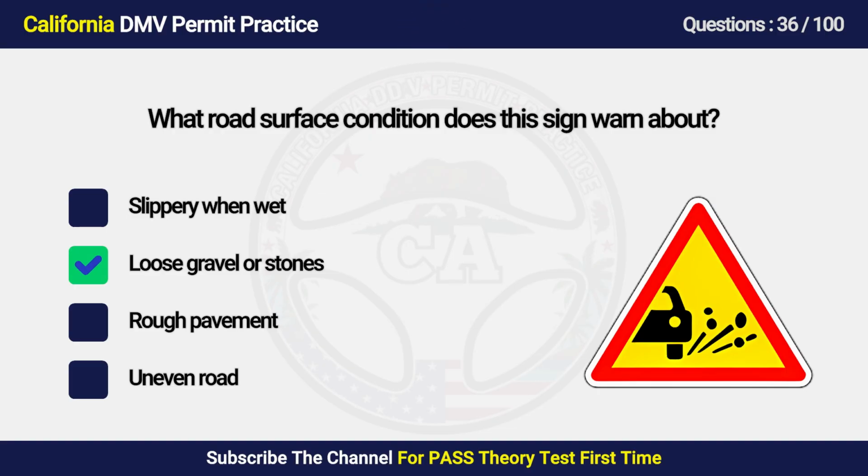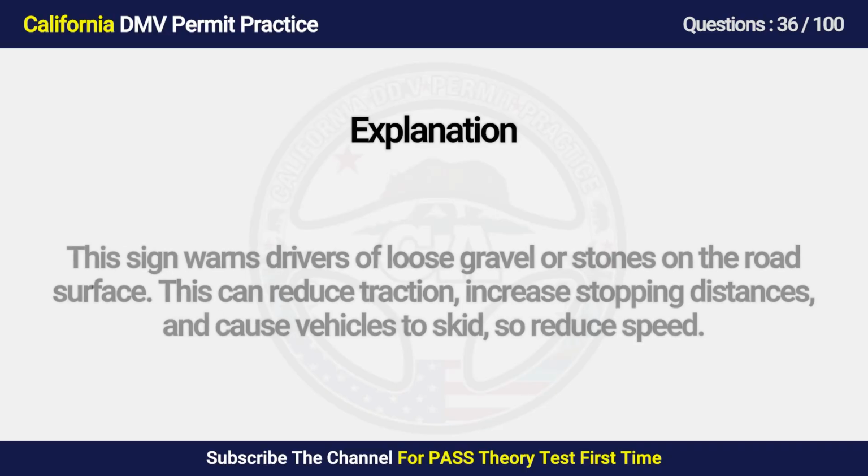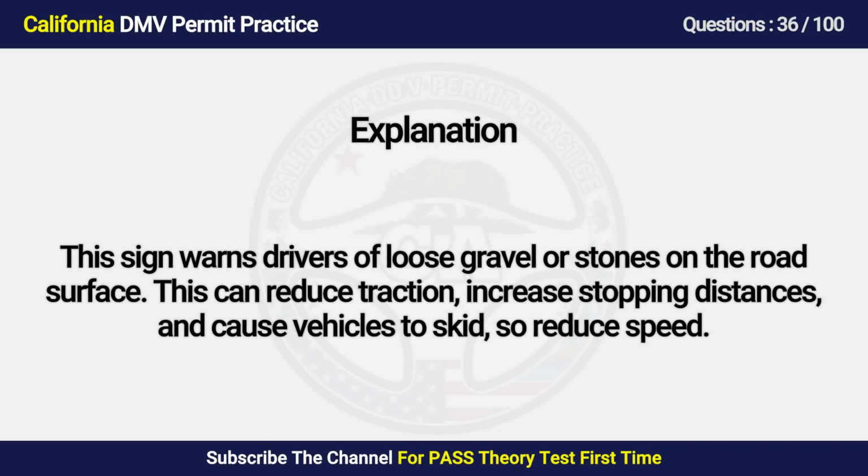Answer is B. Loose gravel or stones. This sign warns drivers of loose gravel or stones on the road surface. This can reduce traction, increase stopping distances, and cause vehicles to skid, so reduce speed.